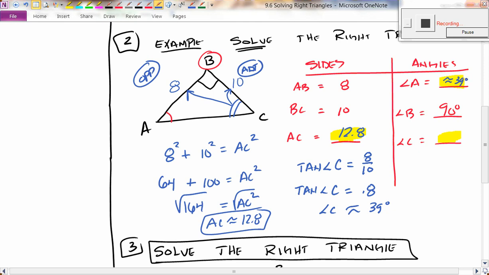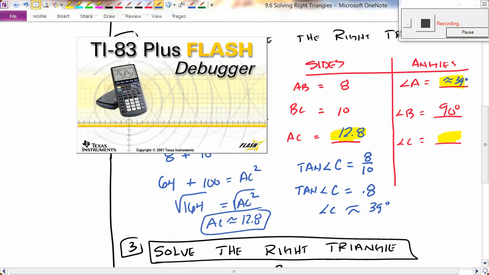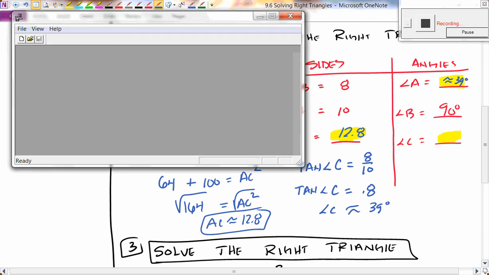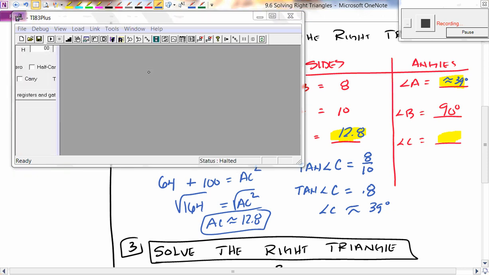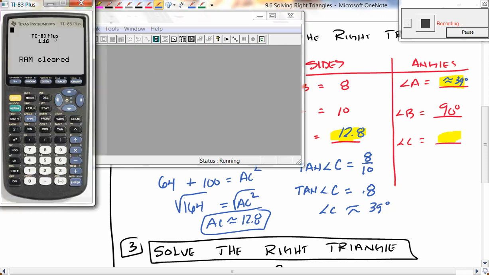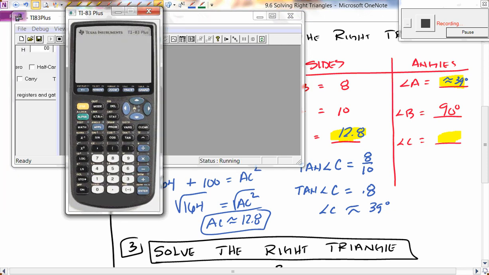Now if you have a calculator, I'll show you how to do it on the calculator as well. Everybody's calculator is different, so it'll depend on which calculator you have, and I can help you out with that in just a second here. So for those of you who have a calculator, make sure that the mode you're in is degree mode. So mine happens to be in degree mode.